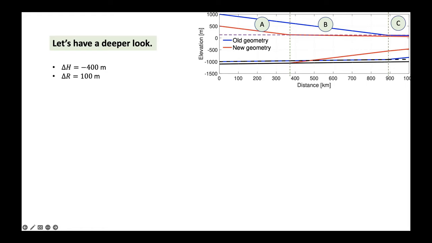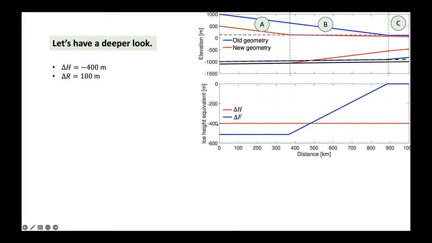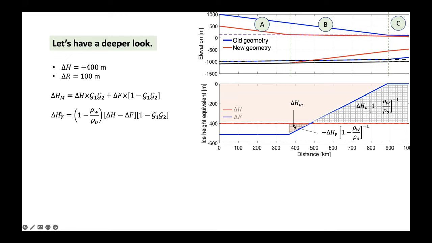So there are two inputs that I have put in here. One, from time one to time two, ice has thinned by 400 meters uniformly. And also I have allowed the bedrock to lower by 100 meters. It's just arbitrary input in this case. So of course the ice thickness change as prescribed is 400 meters as a function of distance, and we can compute the change in ice height of flotation. And here, the two components that contribute to the sea level field are mass and volume related again.